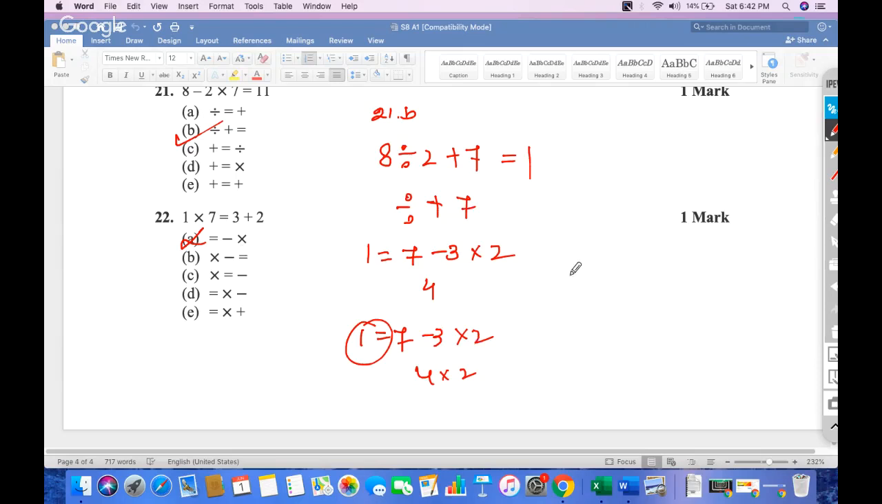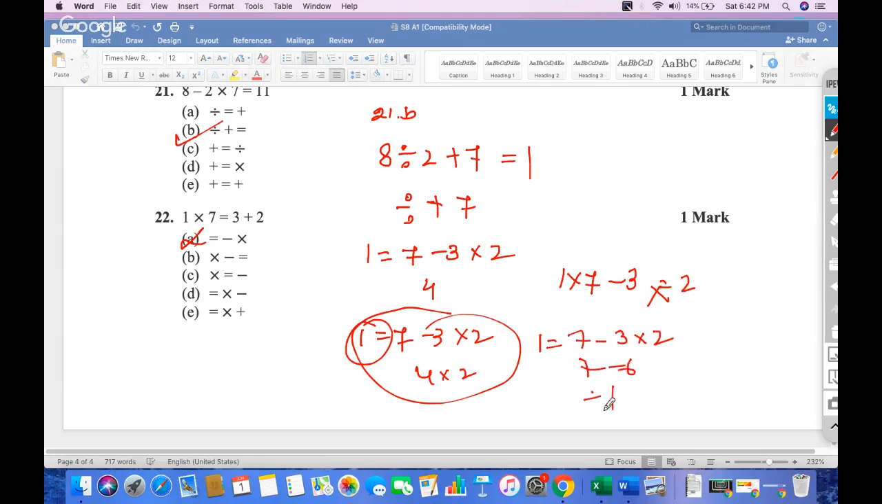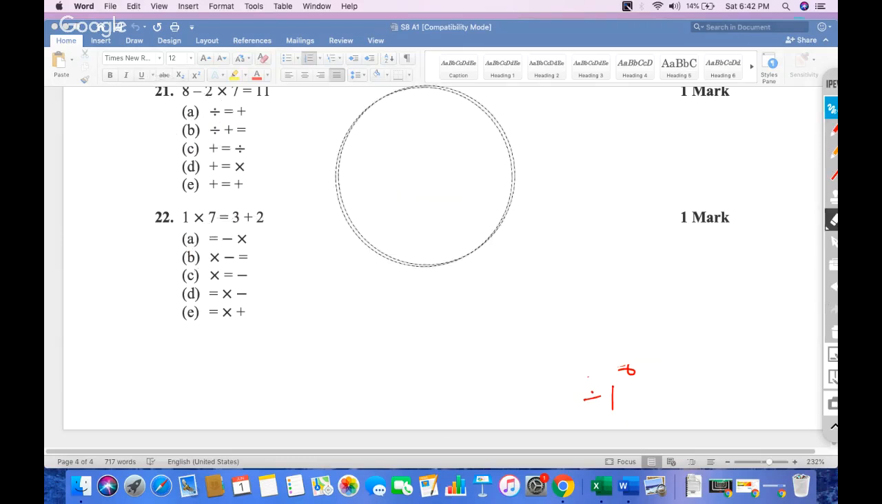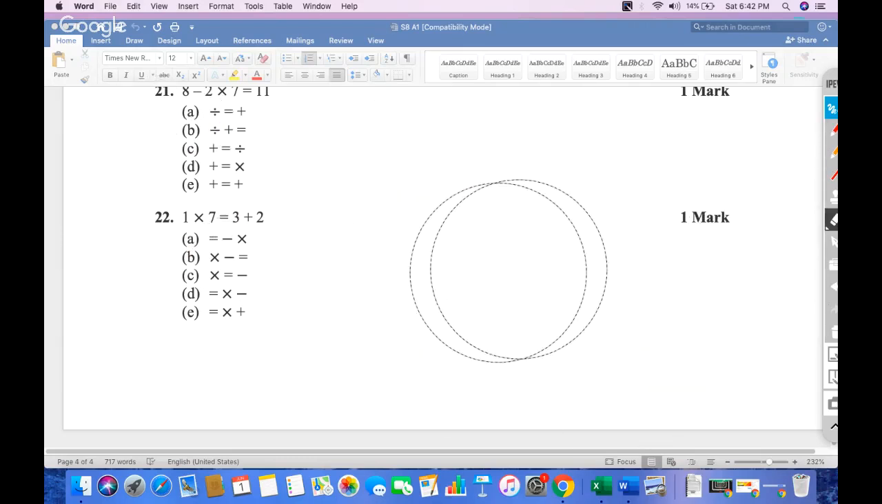Let me check 22B. 1 into 7 minus 3 is equal to 2. No, that is wrong. Oh, I'm not applying BODMAS there. I'm sorry. So 1 is equal to 7 minus 3 into 2. 7 minus 6 is 1. Okay. 22A is the answer. My fault. My bad. 22A is the answer. Okay, I got it.